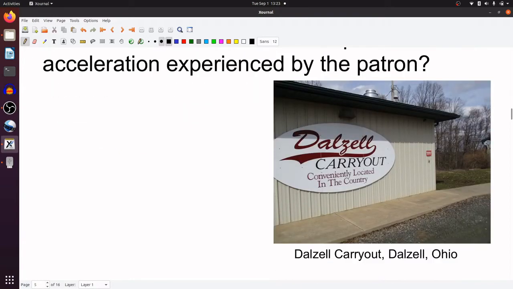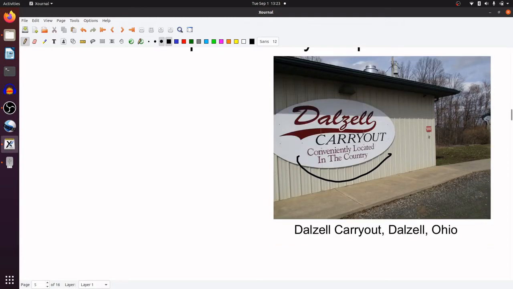This is Dalzell Carryout in Dalzell, Ohio. I put a picture of it because it's literally in the middle of Wayne National Forest, and you're just driving, and all of a sudden you get to an intersection, and there's Dalzell Carryout, and they advertise that they're conveniently located in the country, and they are conveniently located in the country. We drove an hour out of our way just to go to this place we saw on the map, but it would have been convenient if I happened to be driving through there. And they had pretty good pizza too. And they have a little restaurant, and they have a gas station. And, oh, I thought it was kind of cool.